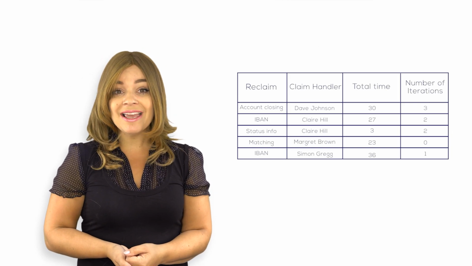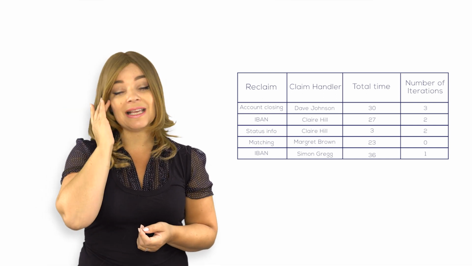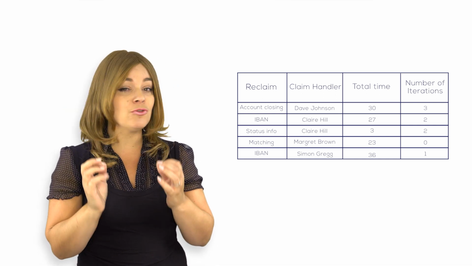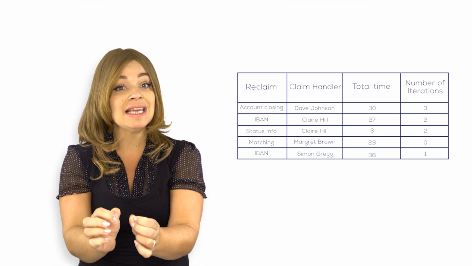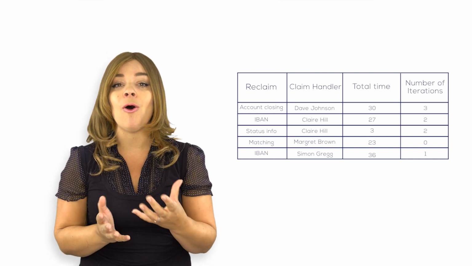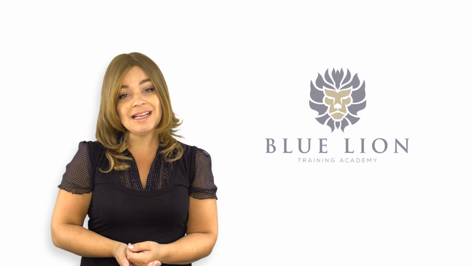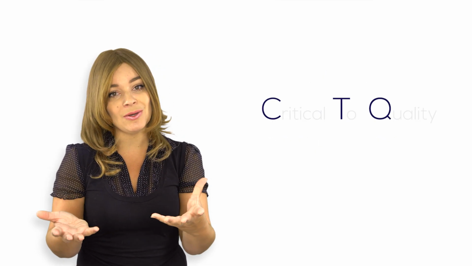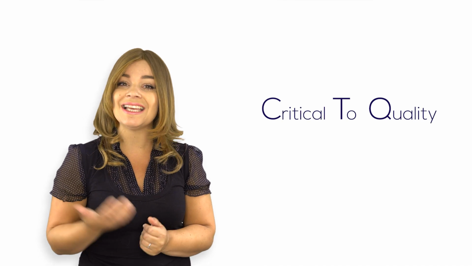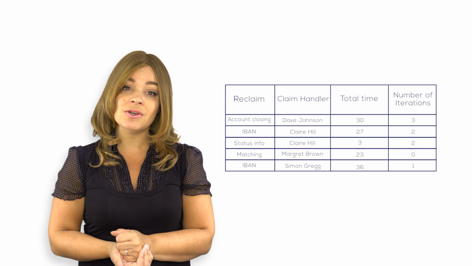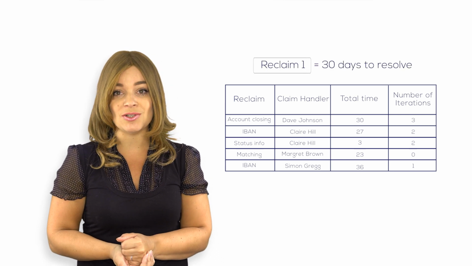Of course, for the client, it is important that the reclaim is handled quickly, and therefore, a crucial indicator of service quality is the total handling time of a reclaim. In a Lean Six Sigma project, such a characteristic is called the CTQ, or the Critical to Quality characteristic. For the first reclaim, you can see that it took the team 30 days to solve.